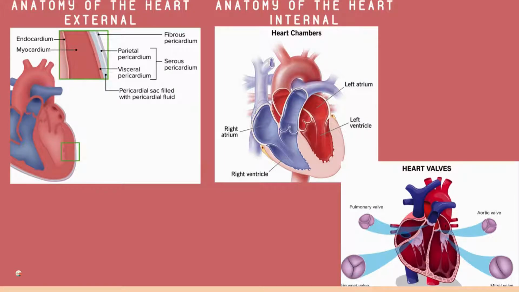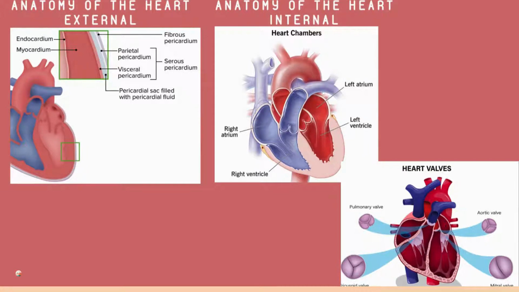Then moving on to the internal anatomy of the heart. In this we study the chambers. The internal anatomy of the heart includes the heart chambers. As we know, the heart has four chambers. The upper right is called the right atrium and the upper left is called the left atrium. The lower right is called the right ventricle and the lower left is called the left ventricle. These four chambers are present in the heart.